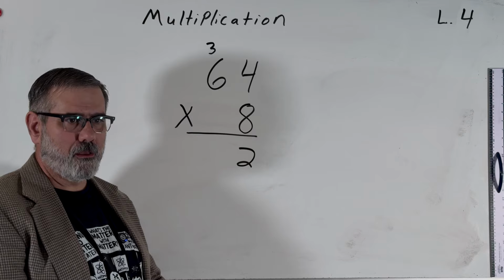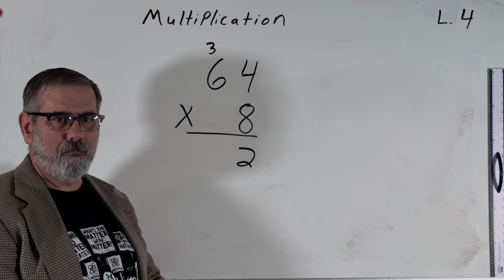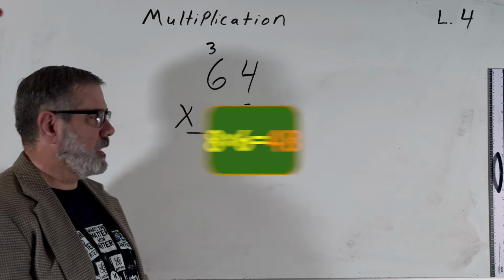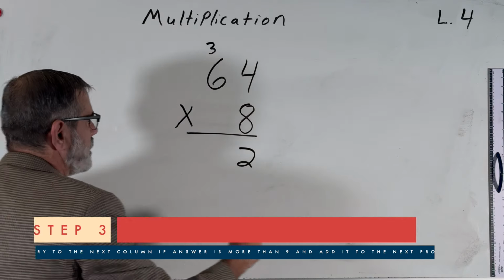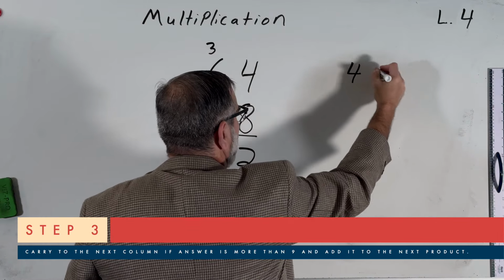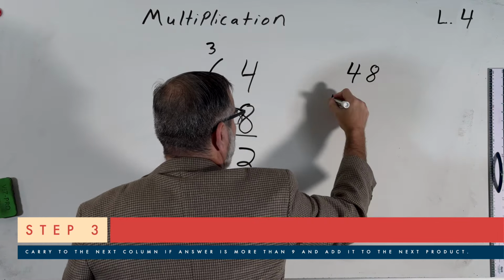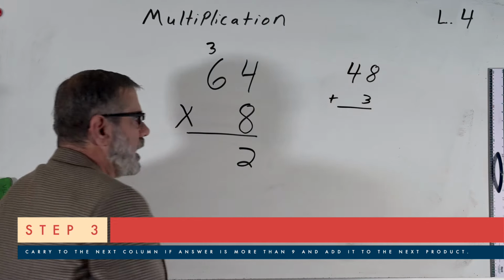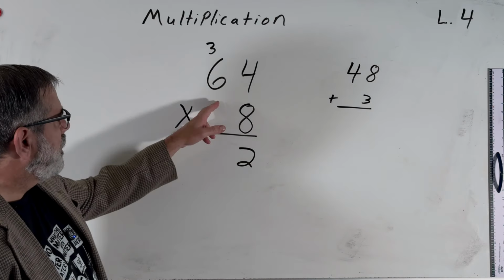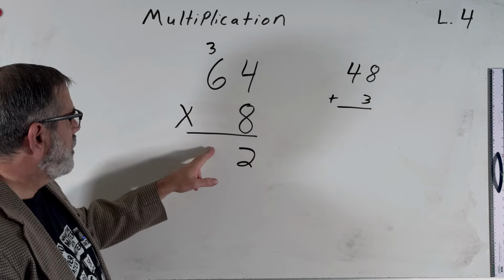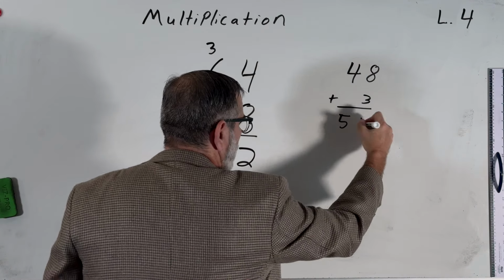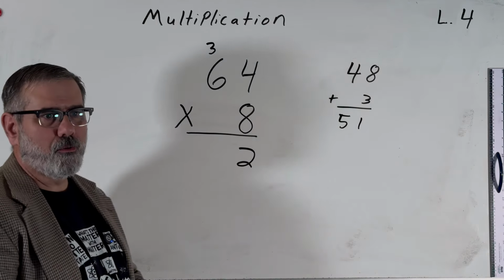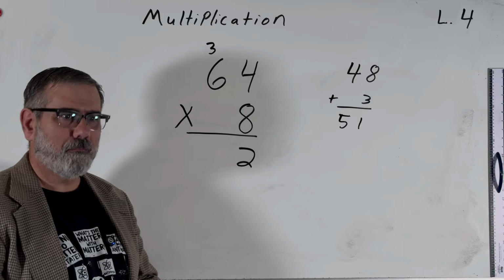Who wants to speak? 51. No. 48. 48, correct. So 48, but we have to add 3 to 48. So over here, I'm going to write down 48 plus 3. That's something we have to do before we write down our answer in the answer section. And 48 plus 3 is, of course, 51. I think that's what you were jumping the gun on, weren't you? Yeah, okay.